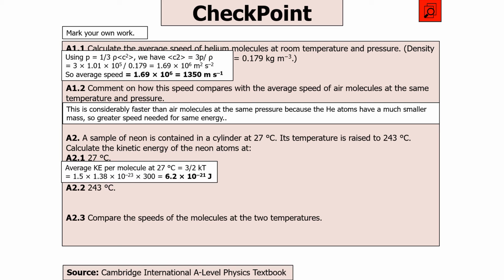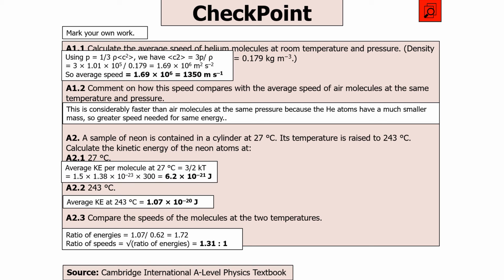Now, in this next one, we know that the kinetic energy is 3/2 kT, so we do 3/2 times k times 300, the temperature in Kelvin, so it's 6.2 times 10 to the minus 21 joules. Do the same at 243, but remember now we convert our temperature into Kelvin, so it's 1.0 times 10 to the minus 20 joules. Now the ratio of energies is going to be 1.07 over 0.62 by looking at the two values given before, so therefore the ratio of energies is 1.72. We know that speed links to energy by a square root because it's a half mv squared, so therefore the ratio of speeds is going to be 1.31 to 1.